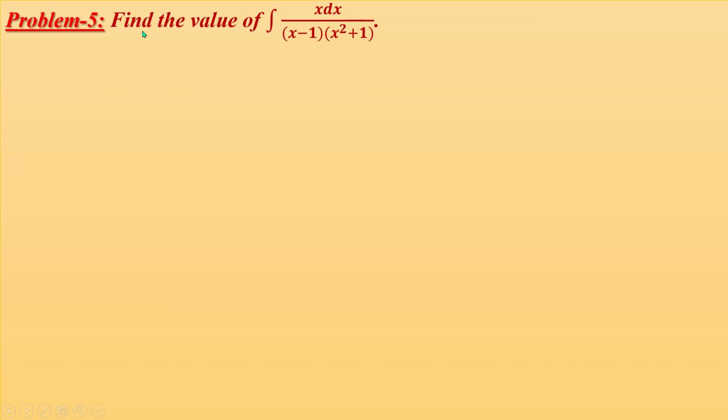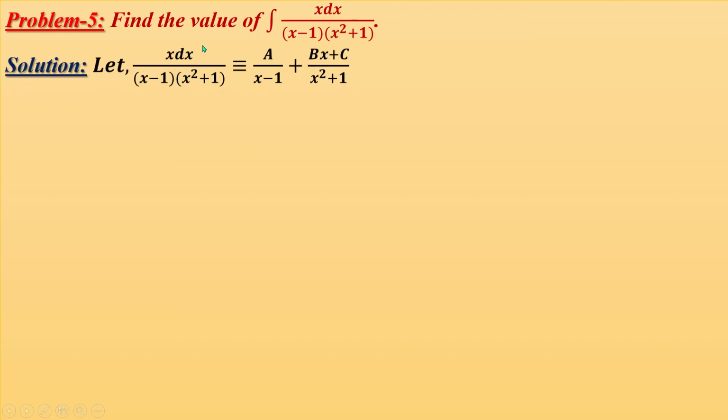Now follow the problem. Find the value of the integral of x dx by (x minus 1) into (x square plus 1). Let this part equal a by x minus 1, and for this we can write bx plus c by x square plus 1. Therefore this equals x into a into (x square plus 1) plus (bx plus c) into (x minus 1). Here dx will be omitted, dx is not needed. We have to take only x by (x minus 1) into (x square plus 1).